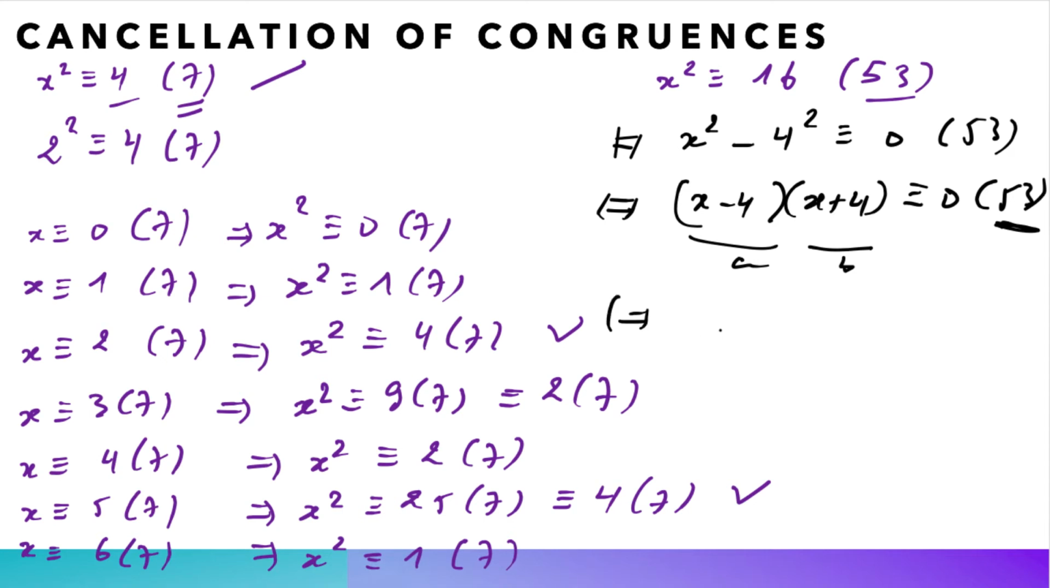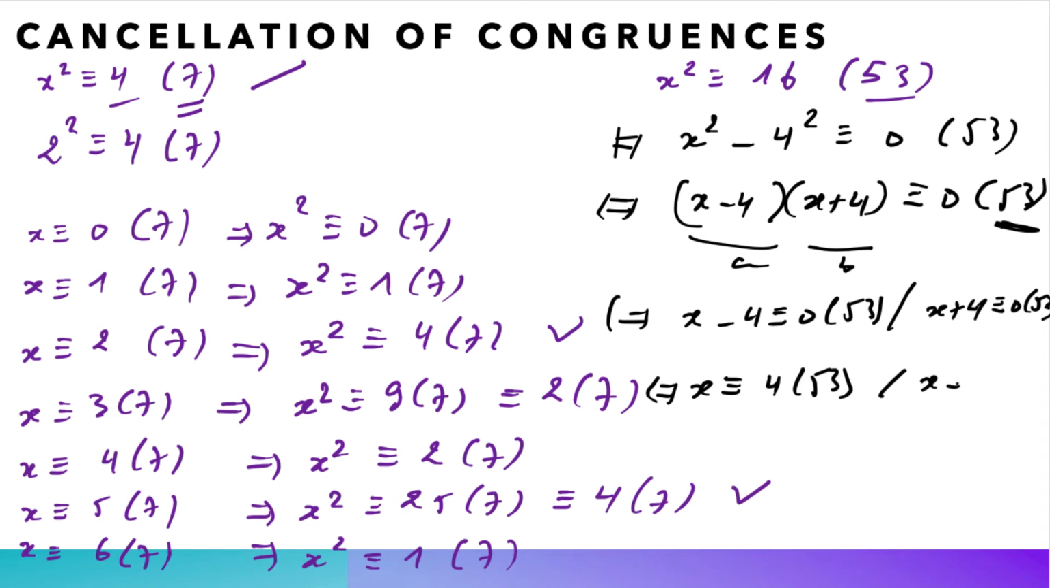So we get here that either x minus 4 is congruent to 0 modulo 53 or x plus 4 is congruent to 0 modulo 53. This means either x is congruent to 4 modulo 53 or actually x is congruent to minus 4 modulo 53. Bingo! So the second solution here is congruent to 49 modulo 53. For those who are skeptical, you could check that 49 all squared gives actually 16 modulo 53. Okay, so you square 49, do the division modulo 53, and you will get 16 as a remainder.